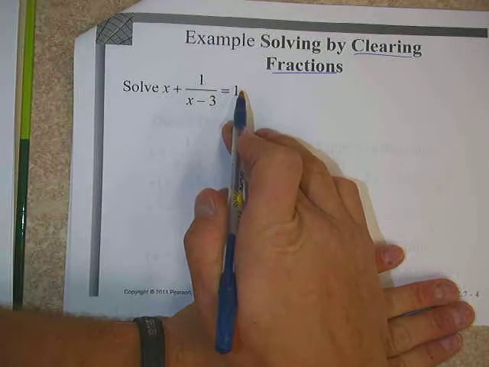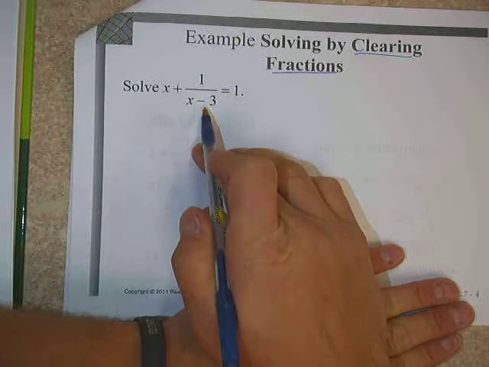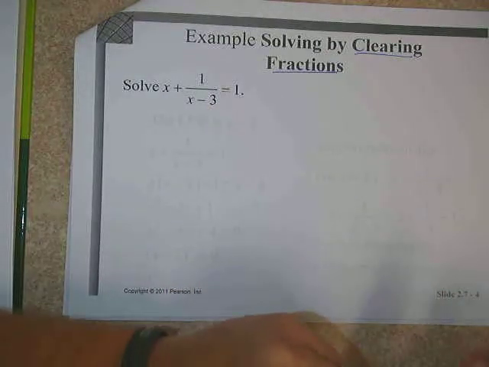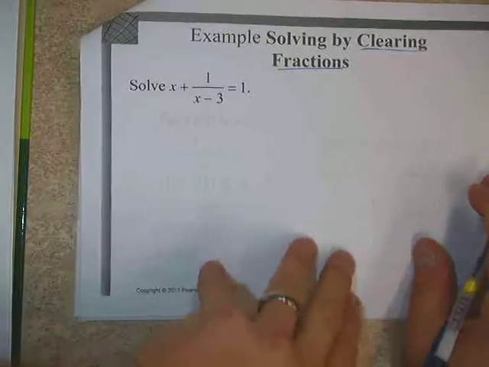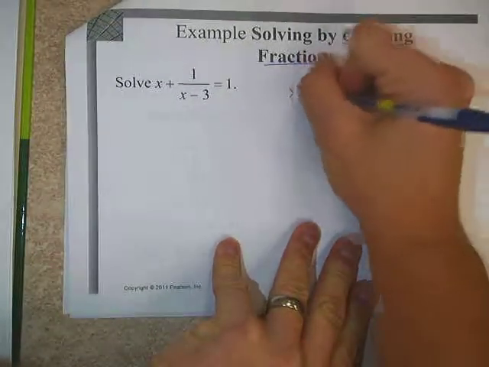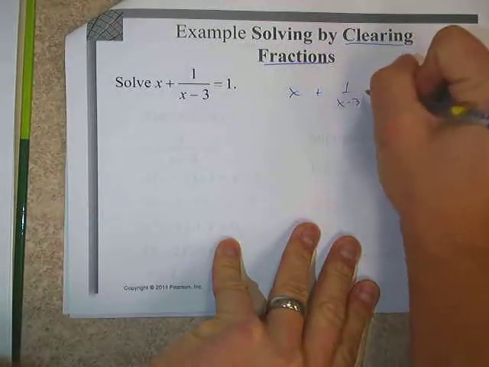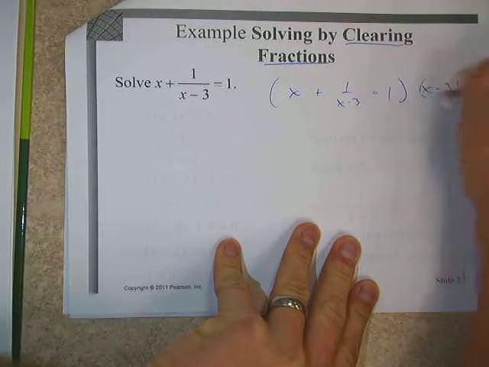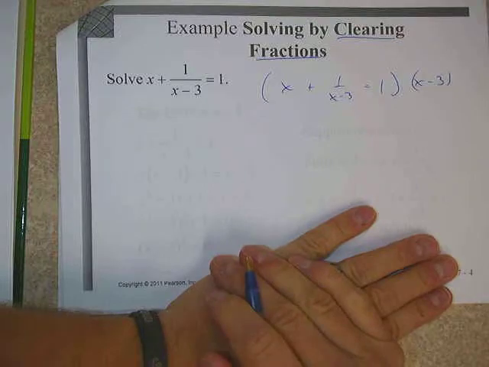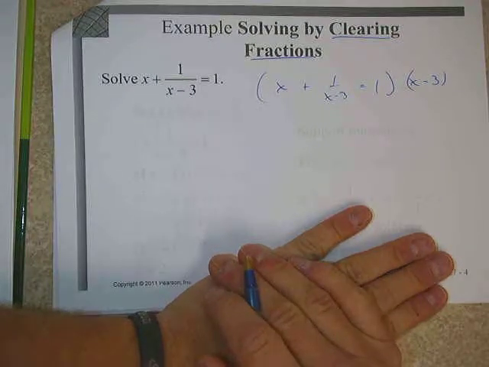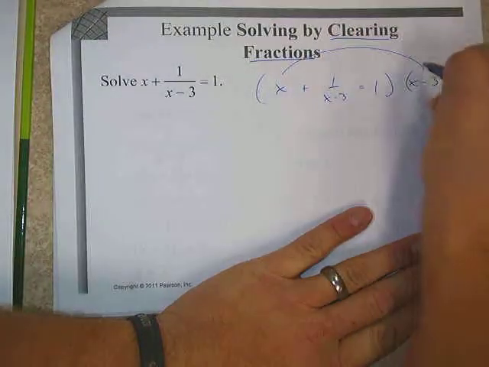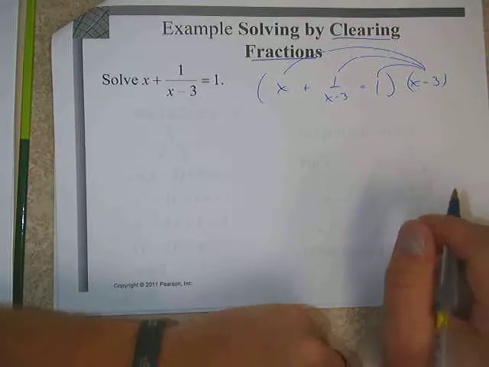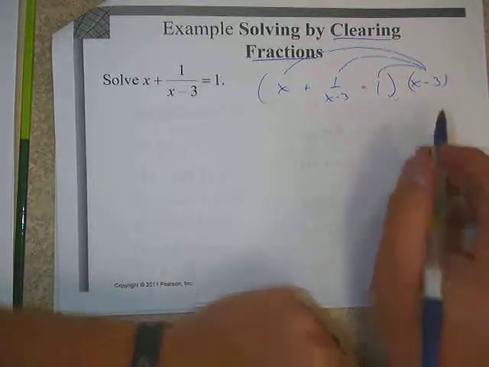Well, this is not a fraction. This is a fraction. This is not a fraction. So there's only one fraction, and in this case the common denominator is pretty easy to decide: it's just going to be x minus 3. So the technique that we're going to use is to take the entire equation and multiply it by that common denominator. We're going to take that x minus 3 and multiply it by all the parts of the equation, in this case 3 parts.